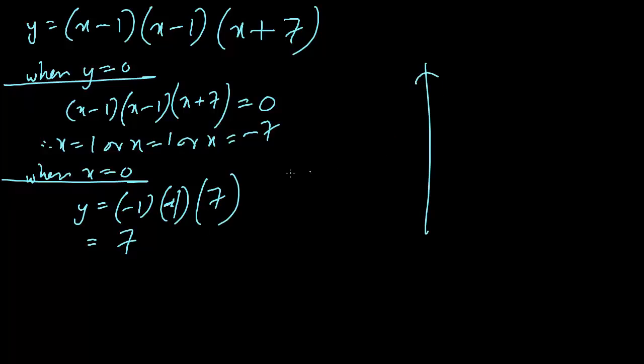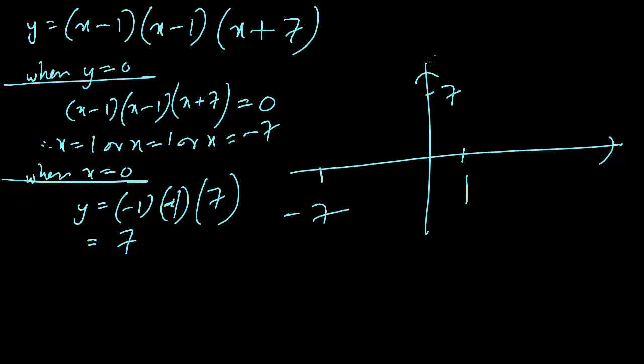So let's do this sketch. Now we have 1 over here and minus 7 over here. This is a bit strange, because if it's a cubic, it is supposed to cut the x-axis at 3 points. In other words, it is supposed to have 3 different roots for this equation, but it has 2 different roots because 1 and 1 is the same. So we have 2 roots, 1 and minus 7.